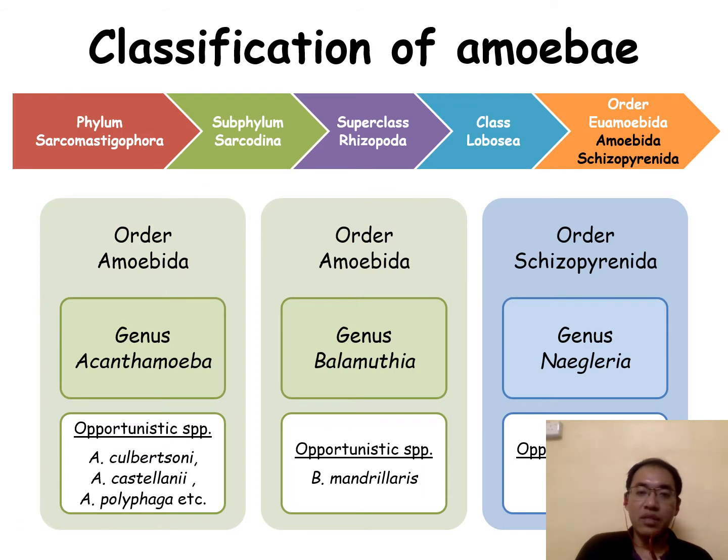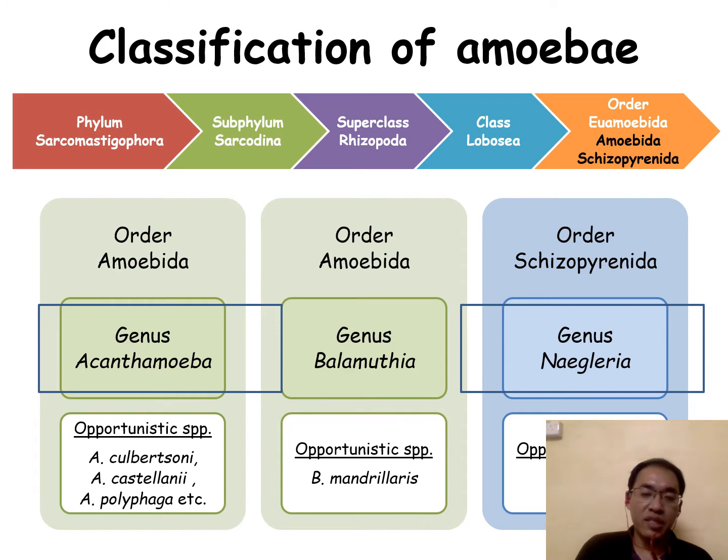Under the order Amoebida, Schizopyrenida, there are opportunistic pathogens such as Acanthamoeba, Balamuthia and Naegleria. Many of these are free-living pathogens. They live without the need of a host. So we are exposed to these opportunistic pathogens when we join activities such as swimming in a waterfall or river.